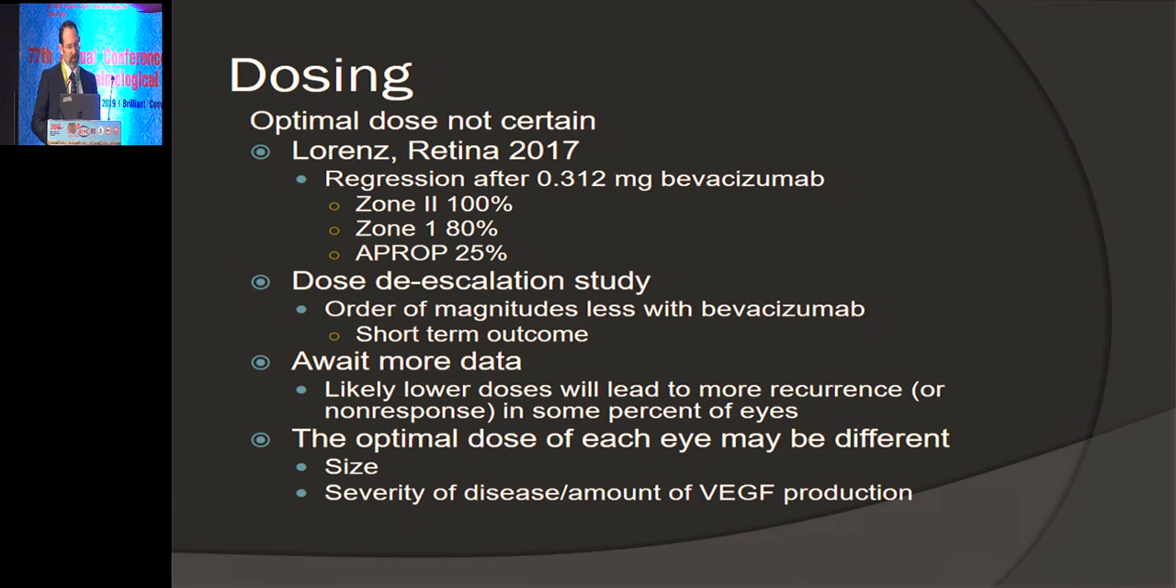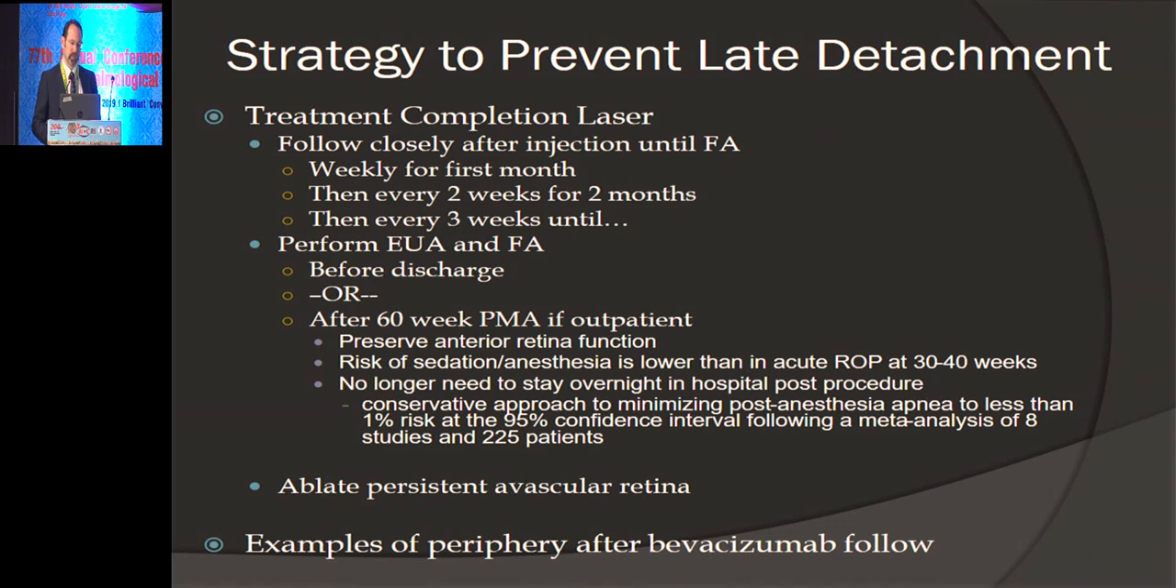And as the dose of anti-VEGF decreases, there's a higher rate of decreased regression. This was seen in Dr. Lorenz's group in Austria. So our treatment strategy is to follow closely every week for the first month, and every 2 weeks, and then every 3 or 4 weeks until either EUA or the patient's being discharged from care.